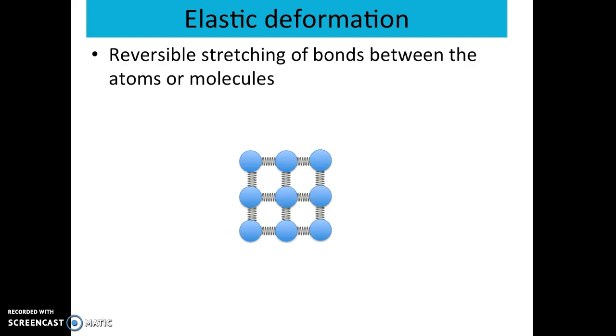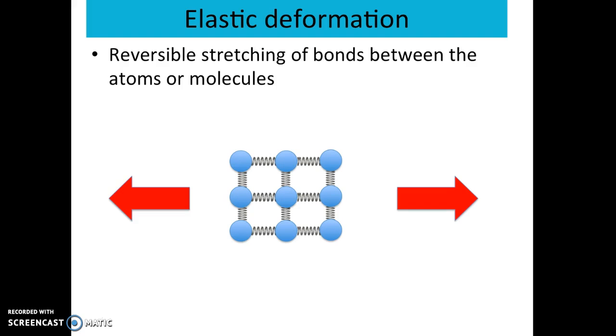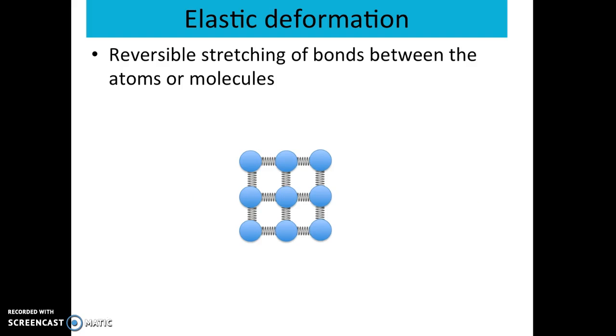So to start with, let's think about elastic deformation. Now, elastic deformation is the reversible stretching of the bonds between atoms or molecules. Now, we can think of these bonds as a little bit like little springs. So if I apply a tensile force, the material will stretch because the bonds between those atoms or particles stretch. And if I remove that stretch within the elastic limit, the material will return to its original shape.